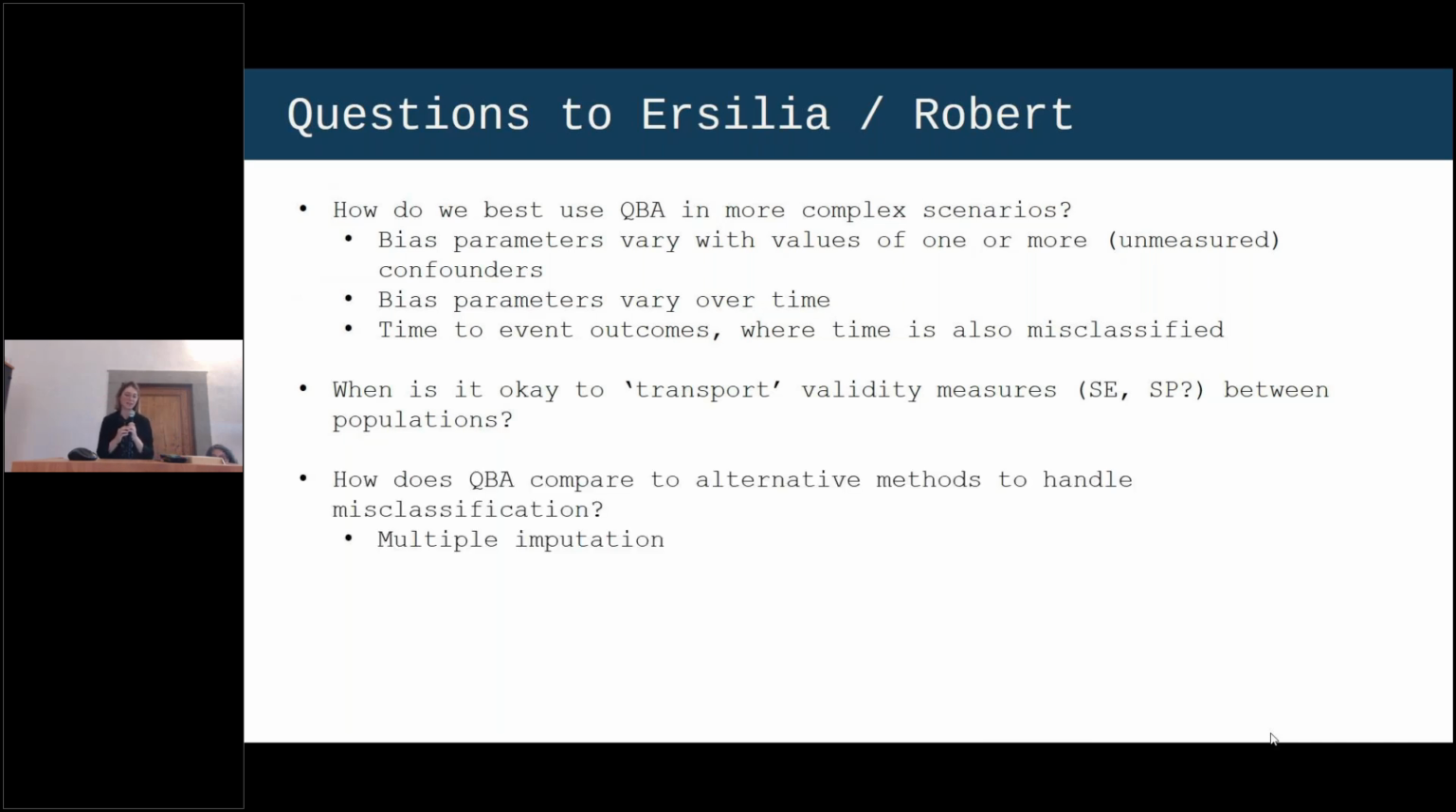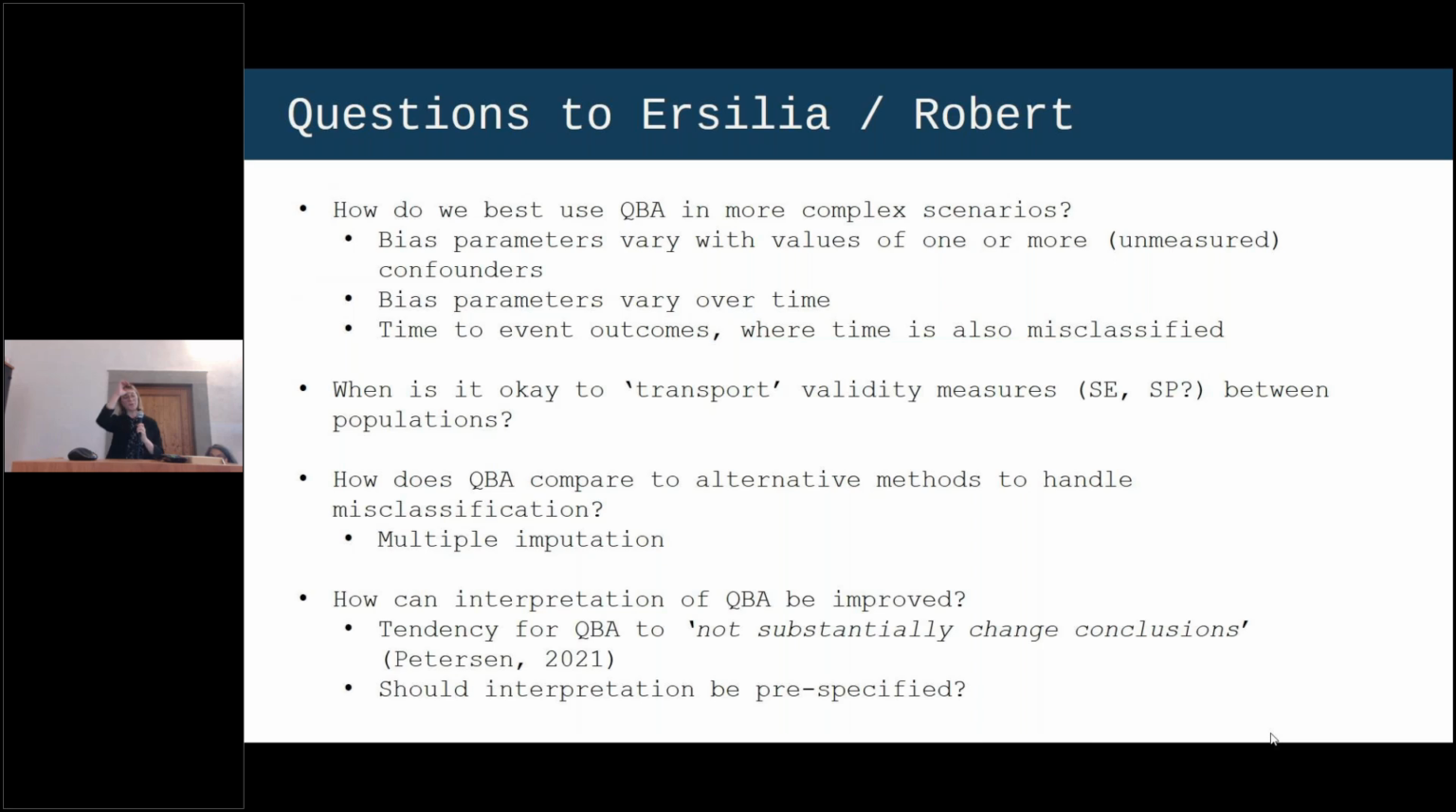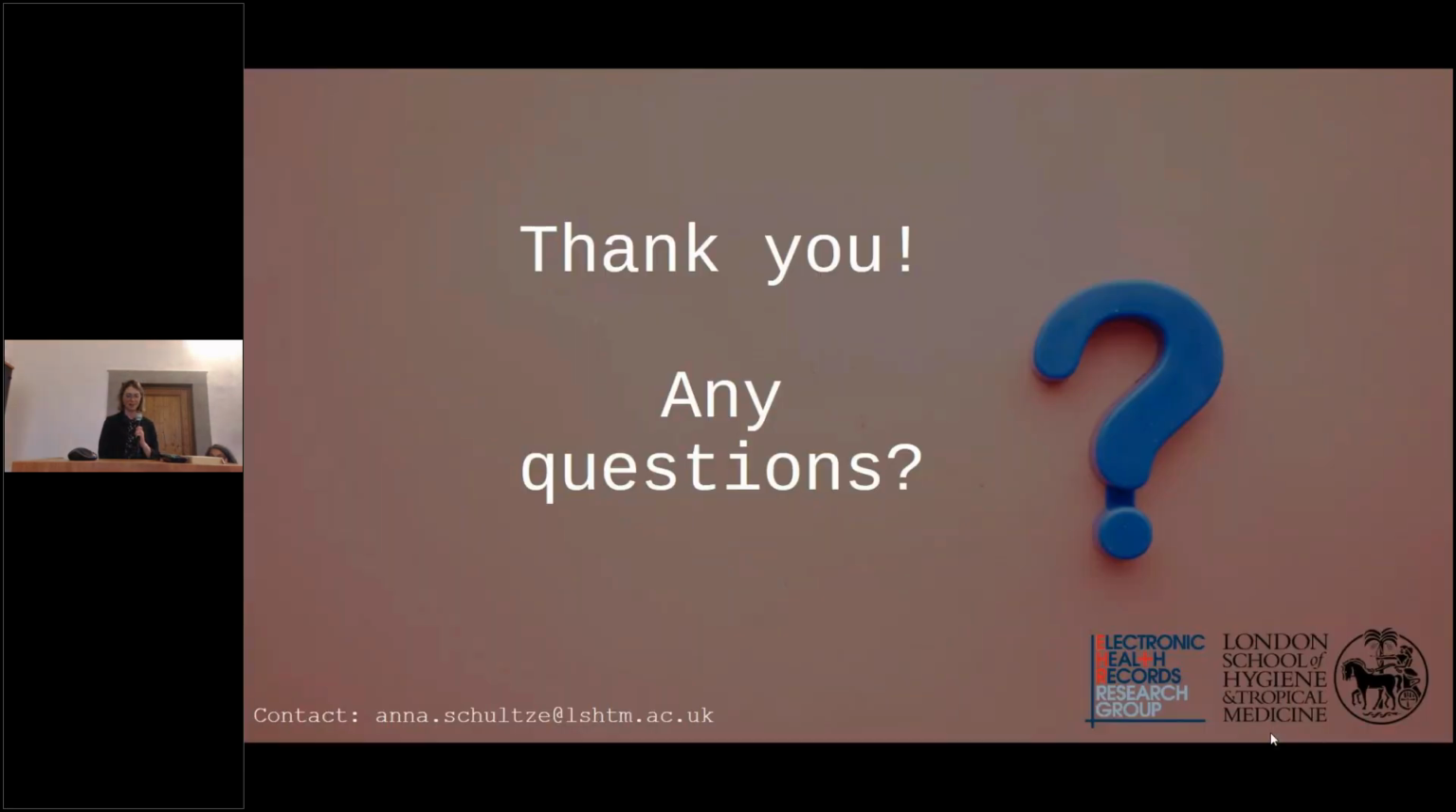And then I guess to finish on this, how does QBA compare to alternative methods? So if you run an internal validation study, you have your gold truth. Should you be using QBA? Could you use multiple imputation? Is this a missing data problem? So I think those are some of my questions, just a few other ones as well, but I think I'll leave it at that. Thank you very much for your attention.